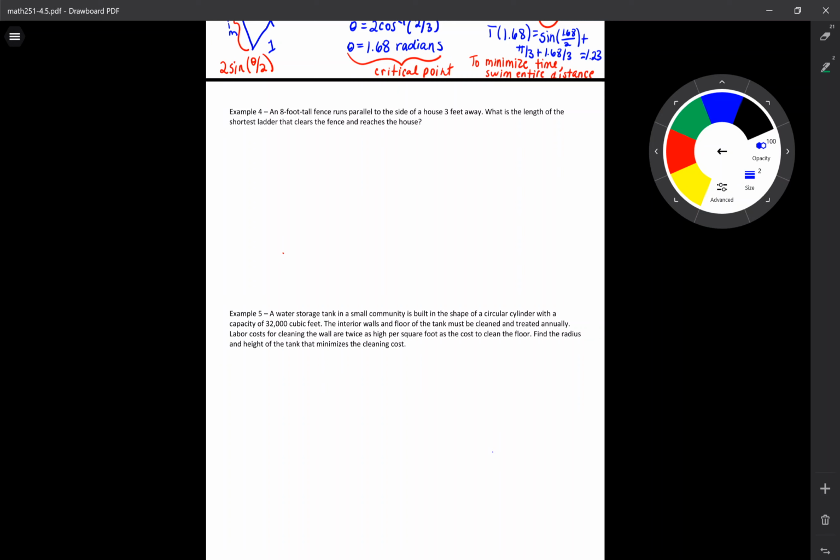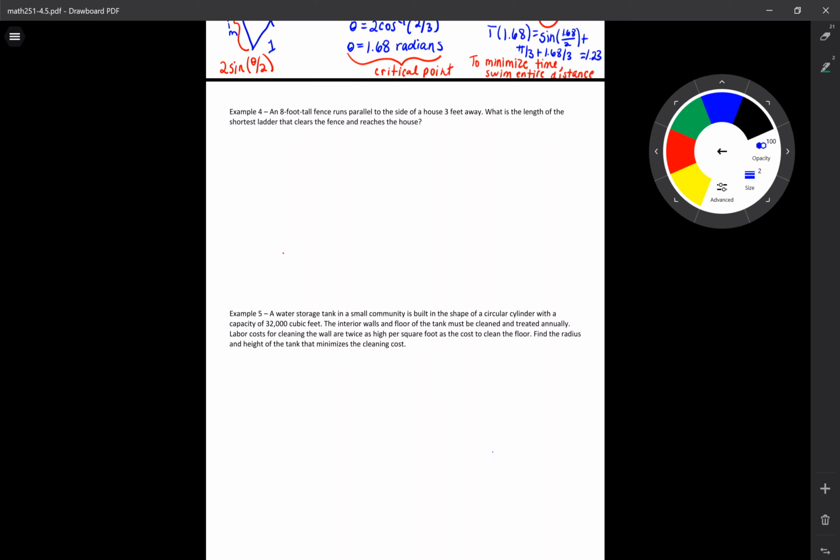So we're starting off with example 4. It says an 8-foot tall fence runs parallel to the side of a house 3 feet away. What is the length of the shortest ladder that clears the fence and reaches the house? All right, so let's draw a picture here. That's how we always start.